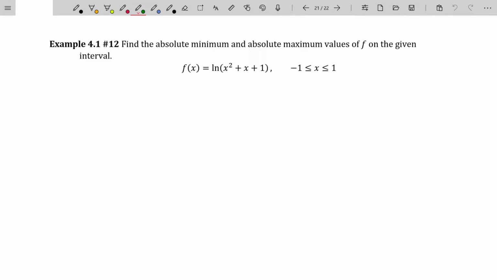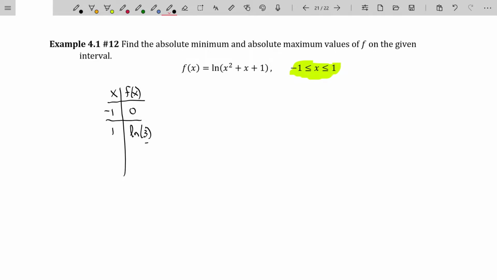Find the absolute minimum and max. So it's the same question over and over again, right? I just want to drive the point home. Check the edges, take the derivative, check for critical points. So now we've got a good rhythm going. I'm just going to quickly do this instead of taking my time. If you plug in a -1, you'll get natural log of 1, which is 0. If you plug in a positive 1, you'll get natural log of 3, which is greater than 0.